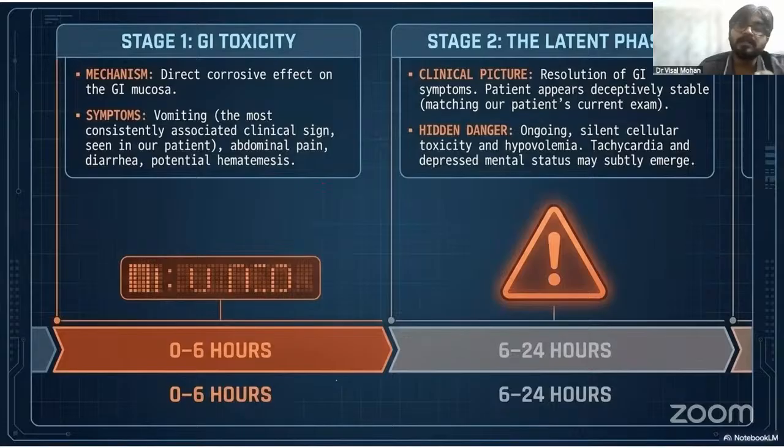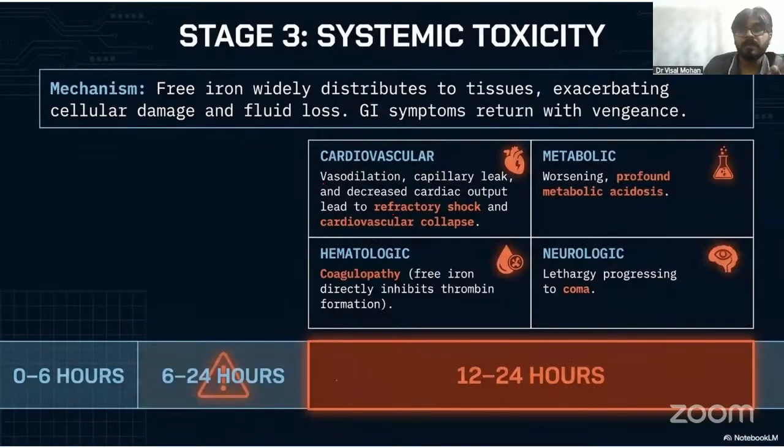Okay, this usually happens around 6 to 24 hours. So the first 6 hours is the GI phase. From 6 to 24, the patient goes into a latent phase whereby the patient becomes relatively stable. Once 24 hours is over, the patient goes into systemic toxicity.